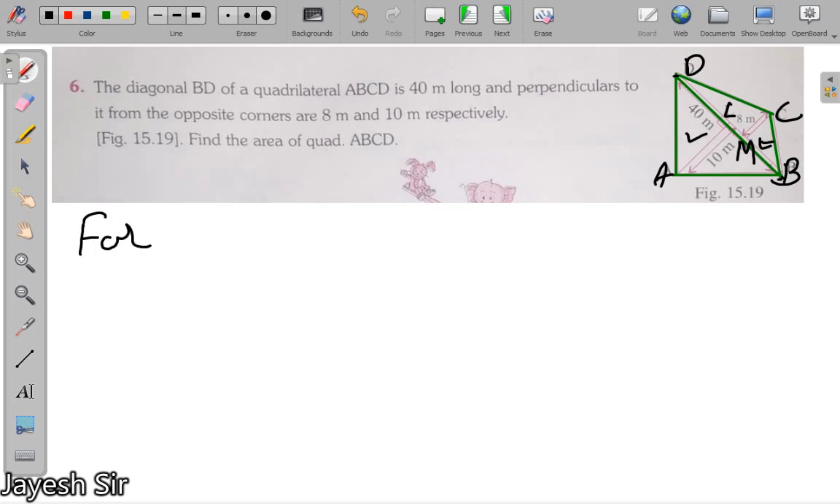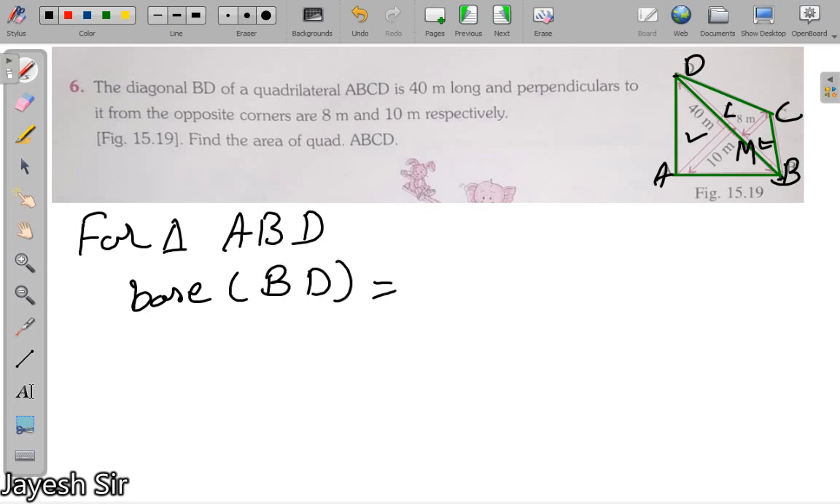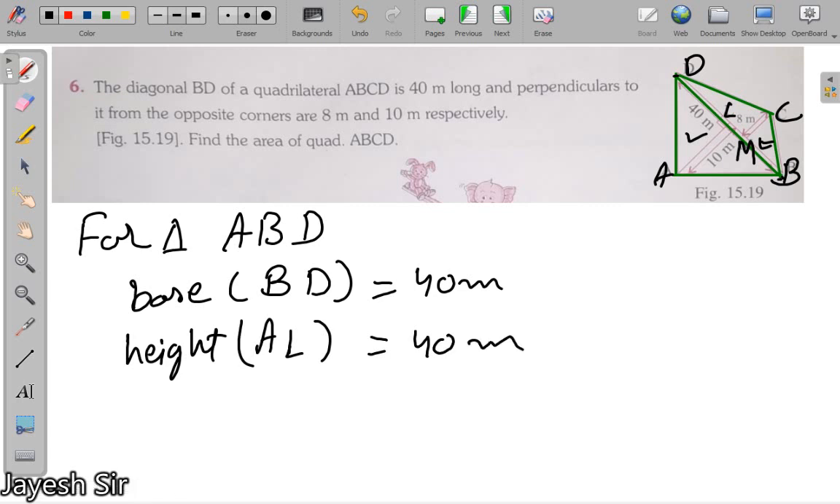So first of all, for triangle ABD. Base here is BD. Length of base BD is 40 meters. Okay, and height of triangle ABD, AL, is equal to 40 meters. So area is equal to 40 into 40, that is 1600 meter square.